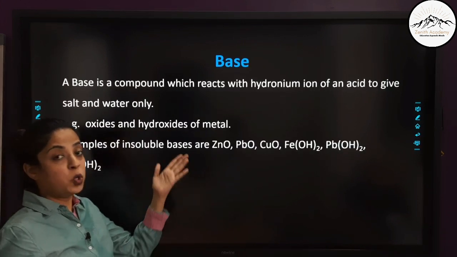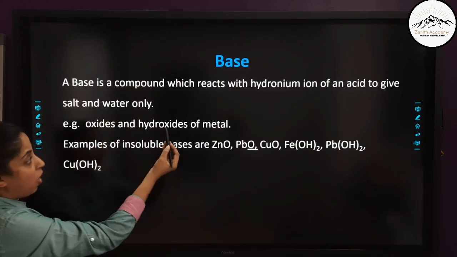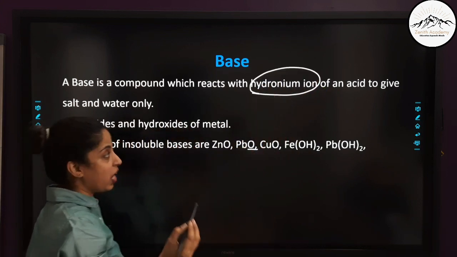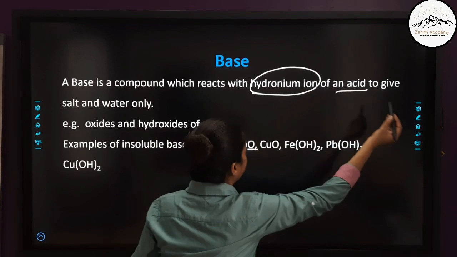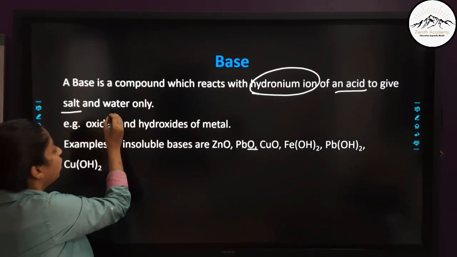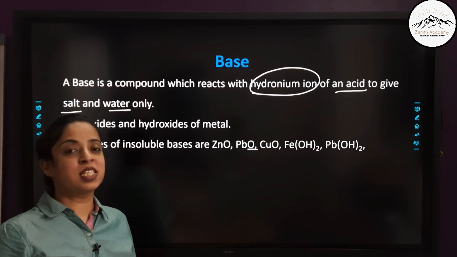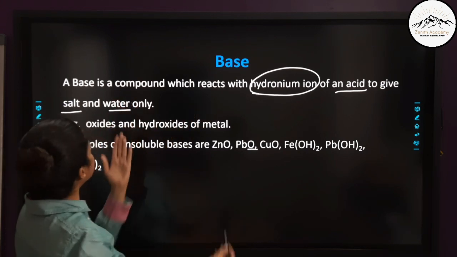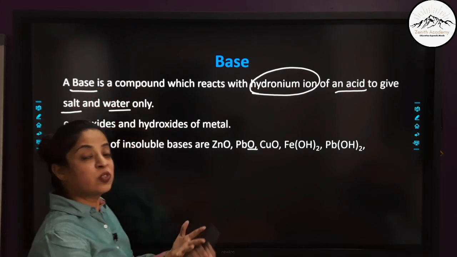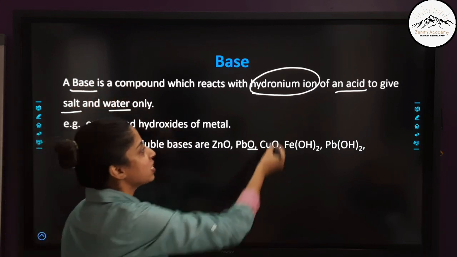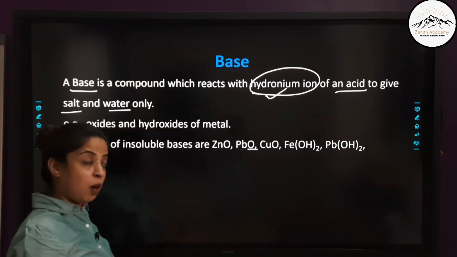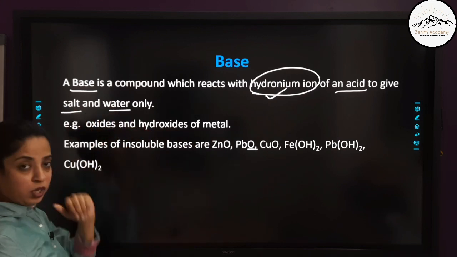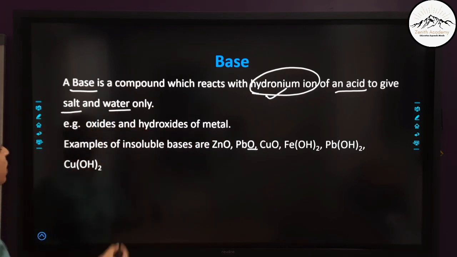Now let's talk about base. So base is a compound which reacts with the hydronium ion of acid to give salt and water. We know that acid plus base gives salt and water. So what is base? Base is a compound which reacts with acid. The acid, which part does it react with? Hydronium ion. So a base is a compound which reacts with hydronium ion of an acid to give salt and water. So what are the examples of base?